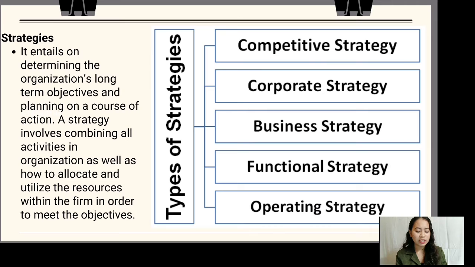And last strategy is the operating strategy, which is concerned with the development of a long-term plan for determining how to best utilize the major resources of the firm so that there is a high degree of compatibility between these resources and the firm's long-term corporate strategy. This strategy focuses on the operations, on where and how the resources will be utilized.